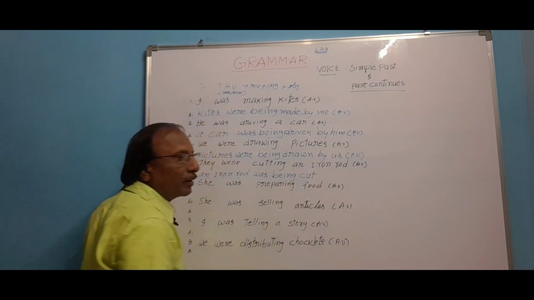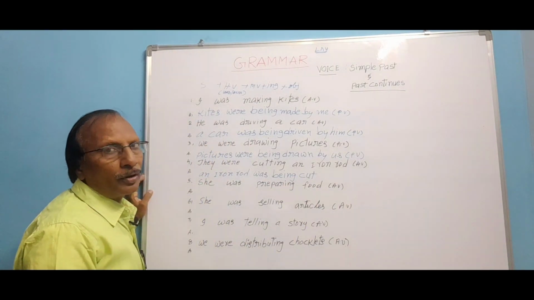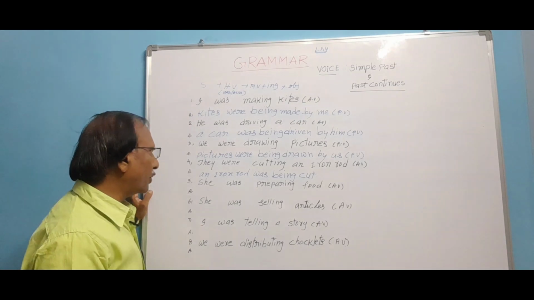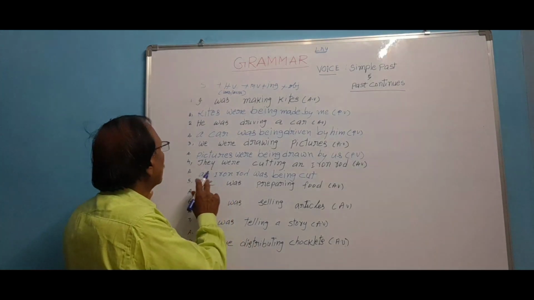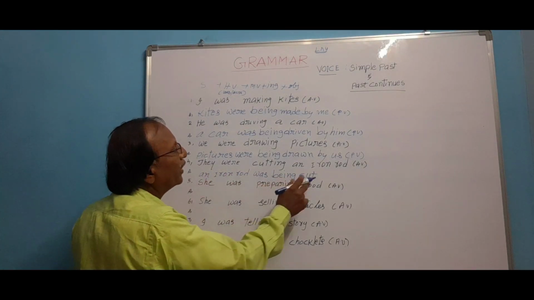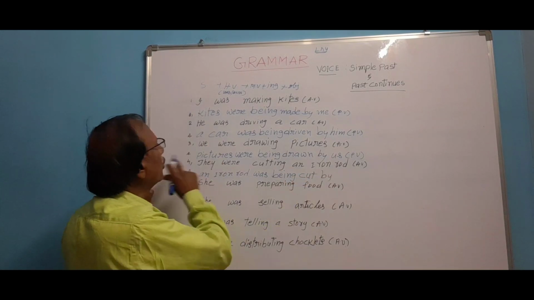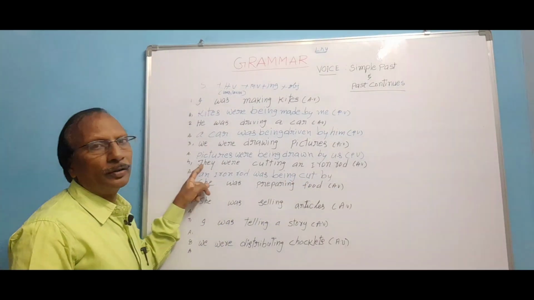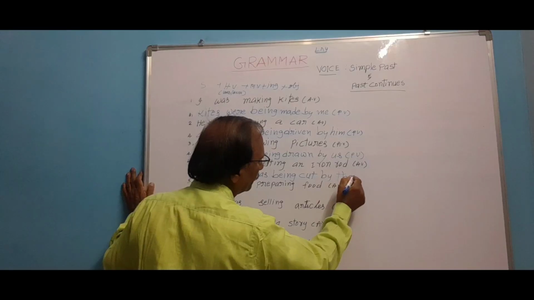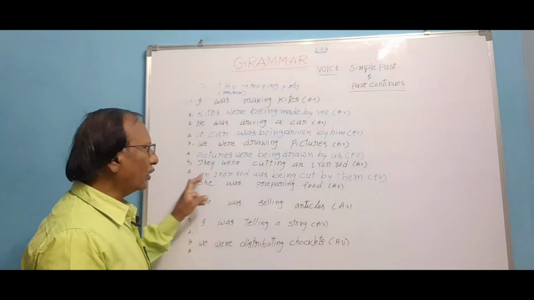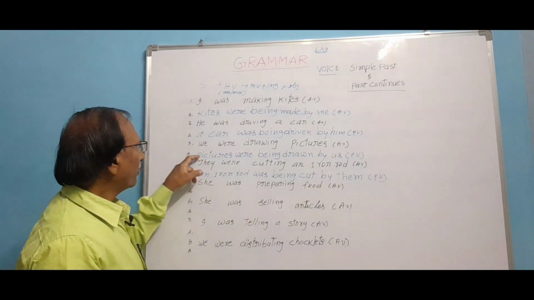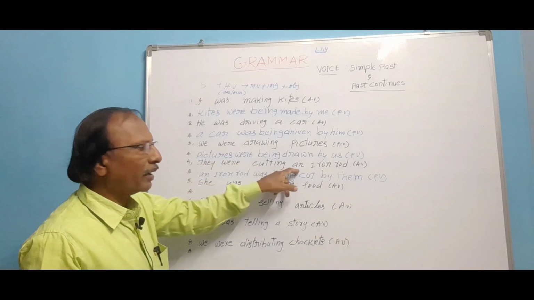Cut, cut. Set, cut, put. These are all, these don't change. These are not changed. An iron rod was being cut by whom? They. They changed into them. An iron rod was being cut by them. They were cutting an iron rod.